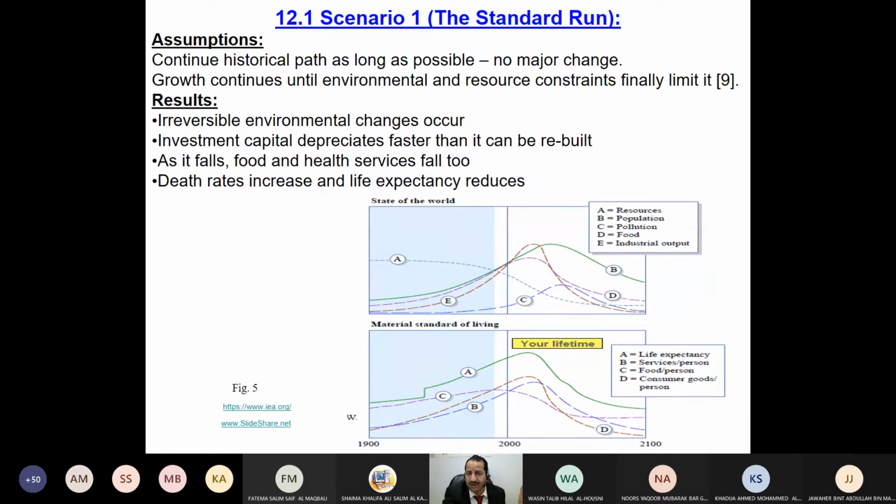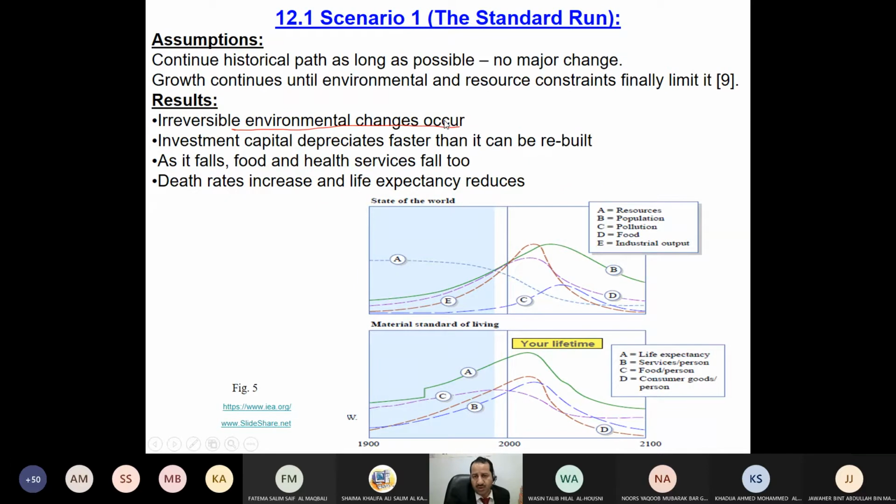Now, this will lead to three scenarios facing humankind. The first scenario, we call it the standard run. From the name, we keep running as we are. We change nothing: the same activities, the same consumption of our resources, the same pollution we are emitting to the environment. As you can see here, the results will be irreversible environmental change, which is what we call climate change.